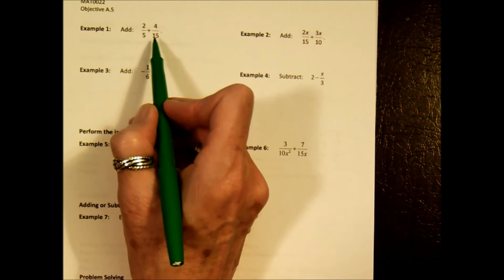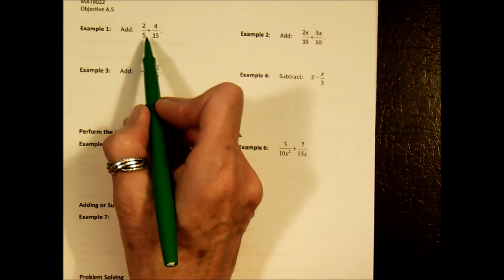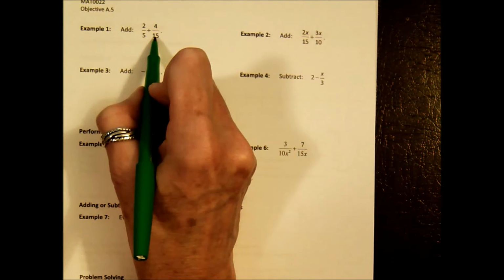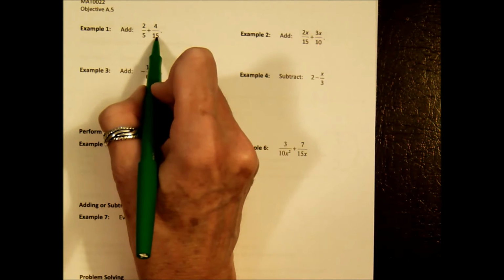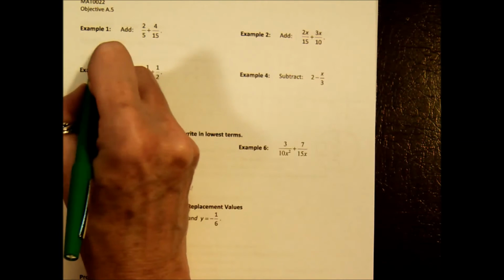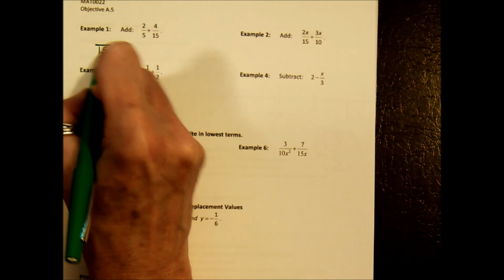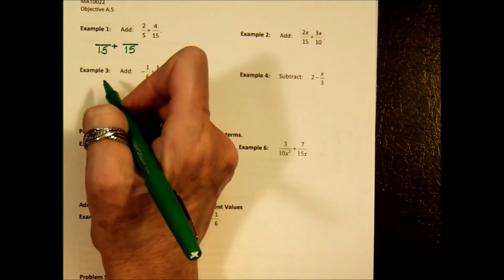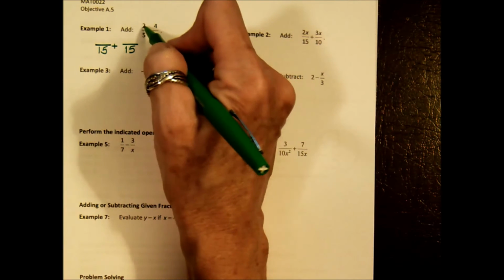So I need the LCD for 5 and 15. Now here's a little tip. If the small denominator divides evenly into the big one, then the big one is the LCD. So underneath those fractions, I'm going to write new fractions whose LCD is 15. And then I'm going to change each of these.